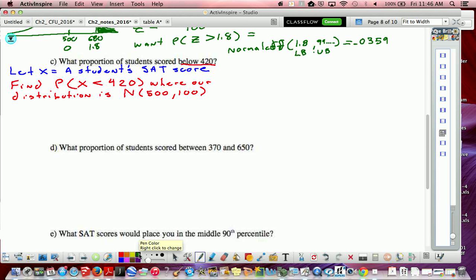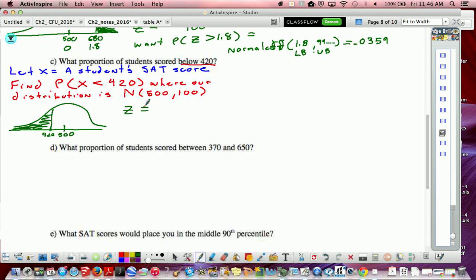So now in the do, I like to draw a picture. My mean here is at 500. I'm looking at scores of 420 or less. Am I going too fast now? Okay. Speed it up, all right.